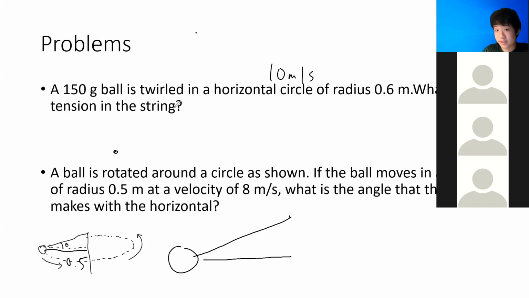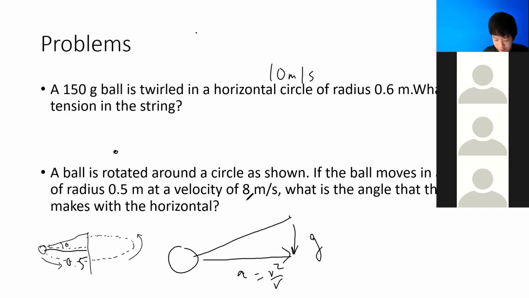So since the ball's moving in a circle, there's some kind of centripetal acceleration here, right? V squared over r. So why does the ball make an angle? Well, there's gravity pulling it down, mg. So let's write all of these in terms of accelerations. You have an acceleration of g, and an acceleration of v squared over r.